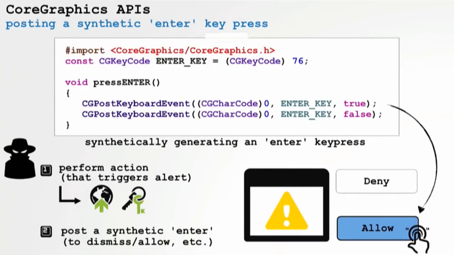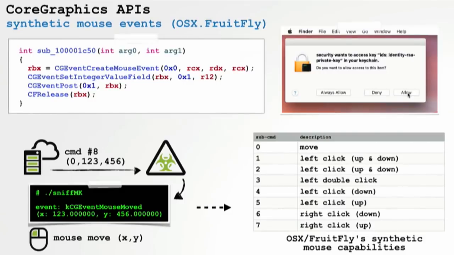So here's some example code that utilizes the Core Graphics APIs to send a synthetic key press. Here we're going to send an enter key. So whenever you send a synthetic event, you need to divide it into two parts. First, you send the down event and then the up event, because again, this mimics what a user does when they press and release the key or click the mouse. So what an attacker would do would be to perform an action that may trigger a UI prompt, for example, trying to dump the keychain, load a kernel extension, or access the user's location, and then synthetically post the event, in this case an enter button, which would then click the allow button in the prompt, which would both dismiss and allow the malicious action.